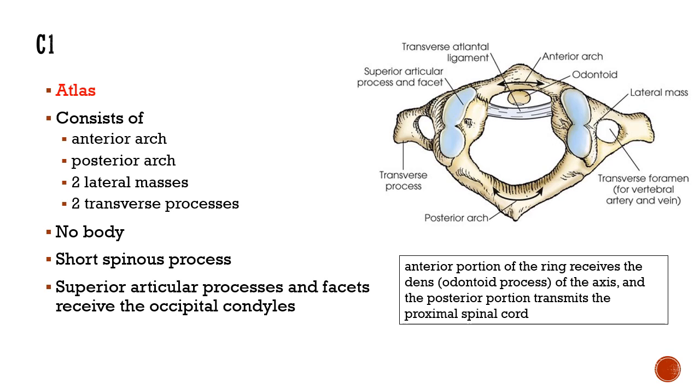It consists of an anterior arch, which is shown here. It consists of a posterior arch. It consists of 2 lateral masses, which are at the sides, and then 2 transverse processes. It has no body. It has a short spinous process, and has a superior articular process and facets that receive the occipital bones, which are shown here. It receives the odontoid process from C2.